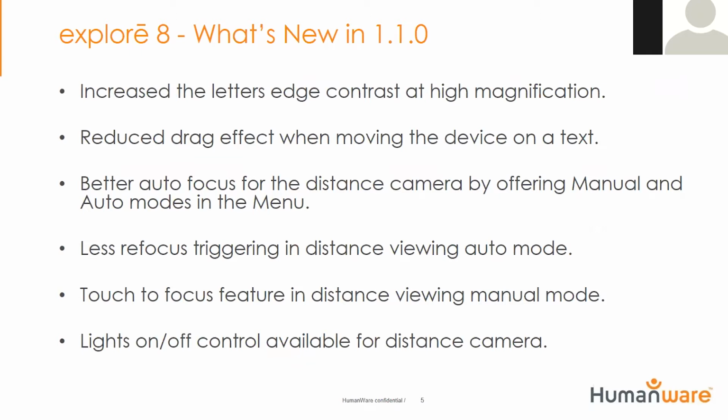We have now a better autofocus, which for the distance viewing camera, we're offering now the manual and the auto modes in the menu. We'll go through it later. Less refocusing when you're in auto mode for the distance viewing camera. We have now a touch to focus feature in the distance viewing in the manual mode, meaning that you can touch where in the image you'd like to have the camera focus. And we also have the possibility now to turn on or off the lights in distance viewing in Explore 8.